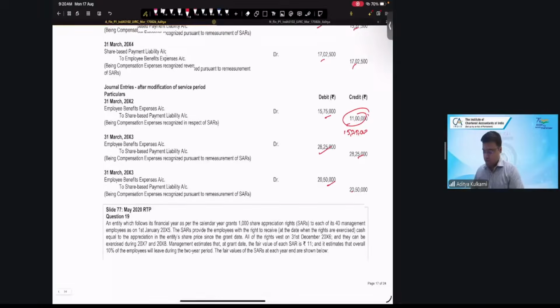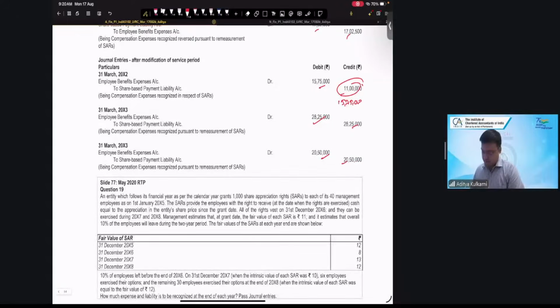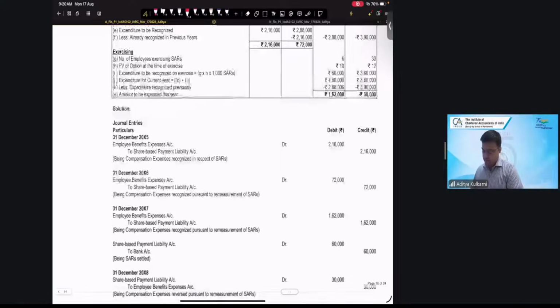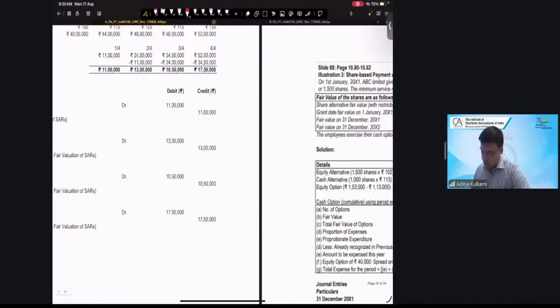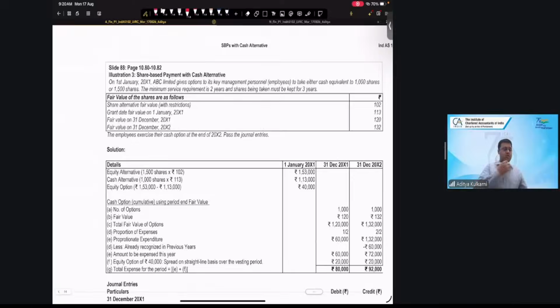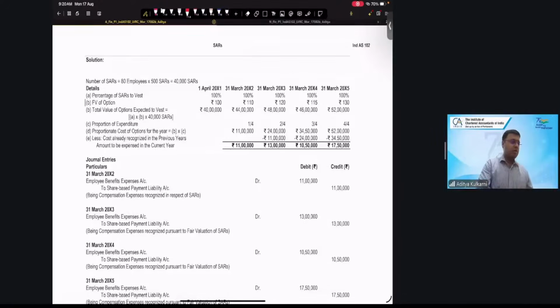Are we okay with this? Yes. So SARs is done. All right, fine. So that concludes stock appreciation rights, including acceleration of the vesting period.